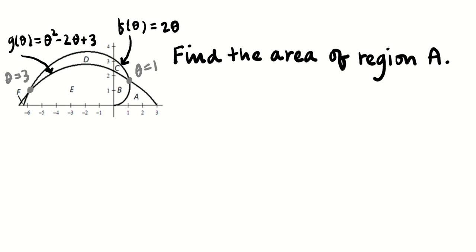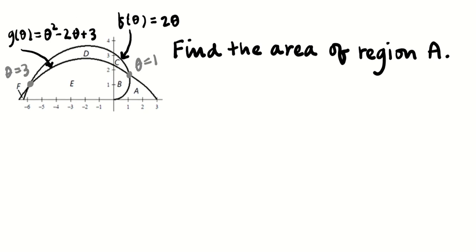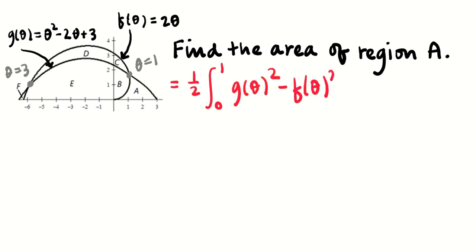And now I'm ready to find the area of region A. That's going to be equal to 1/2 of the integral from 0 to 1, right? Because over here is where theta is 0. Up here is where theta is equal to 1. And on the outside, I have g of theta. So I would say g of theta squared minus f of theta squared, because f was on the inside, d theta.